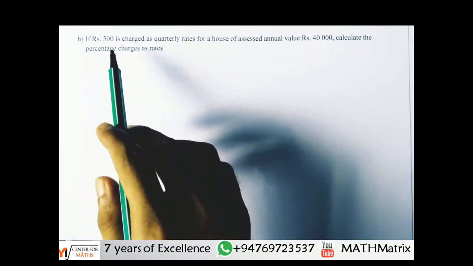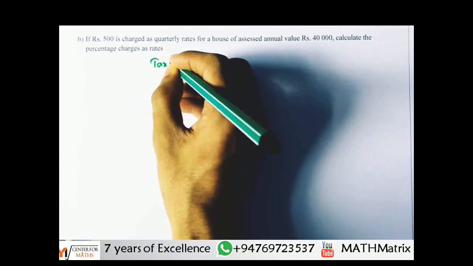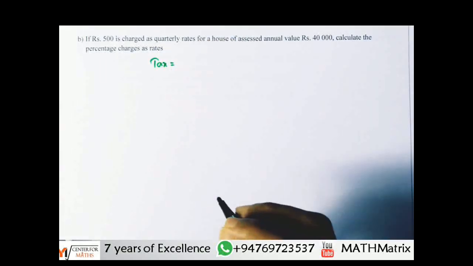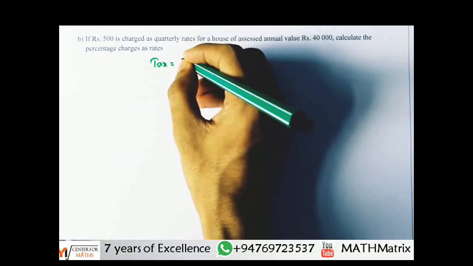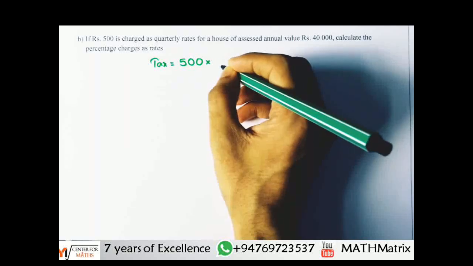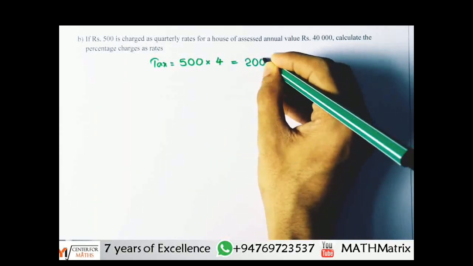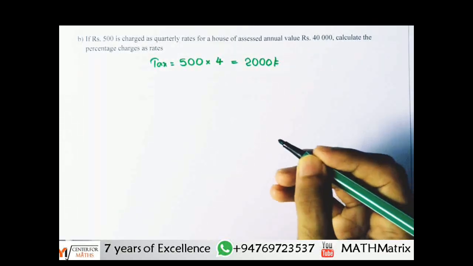Okay, right. So here in simple B, if 500 rupees is charged as quarterly rates for a house of assessed annual value 40,000 rupees, calculate the percentage charged as rates. The quarterly rate is 500 rupees. Then how to find the annual tax? To find the annual tax, we have to multiply this by 4. For a quarter, they have to pay about 500 rupees, so for the annual rate we multiply this by 4. Then we will get 2000 rupees. Okay, right guys, and moving to the next one.